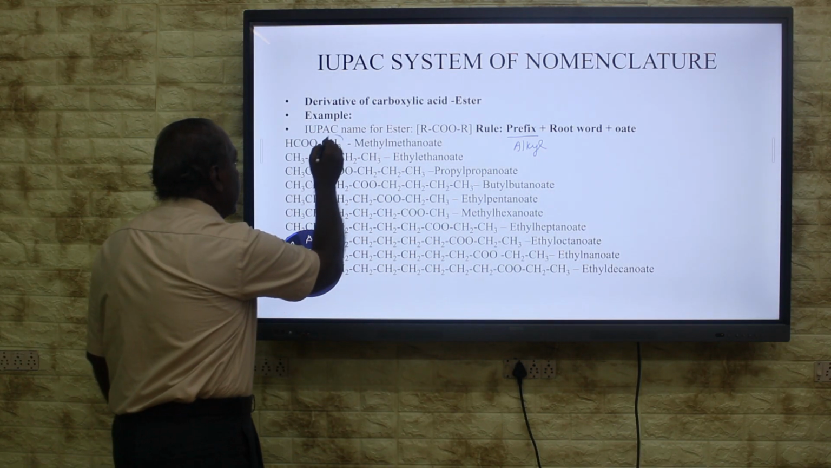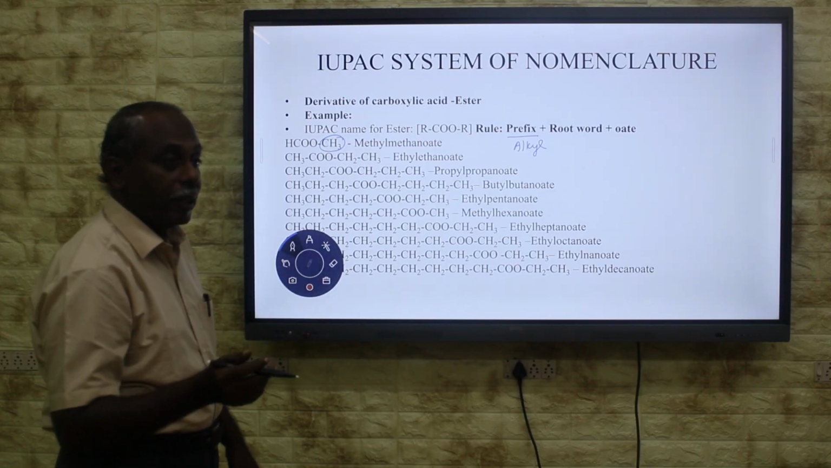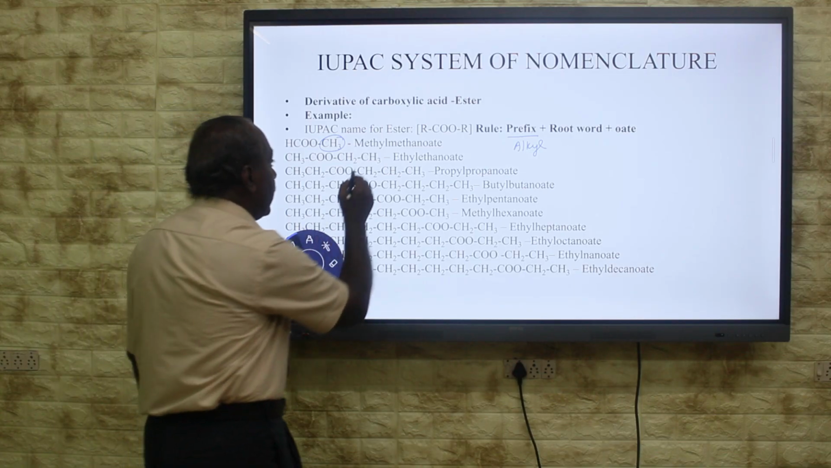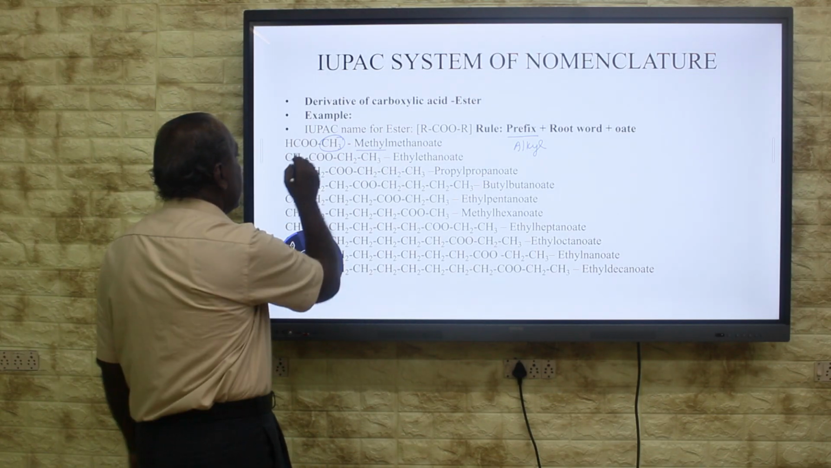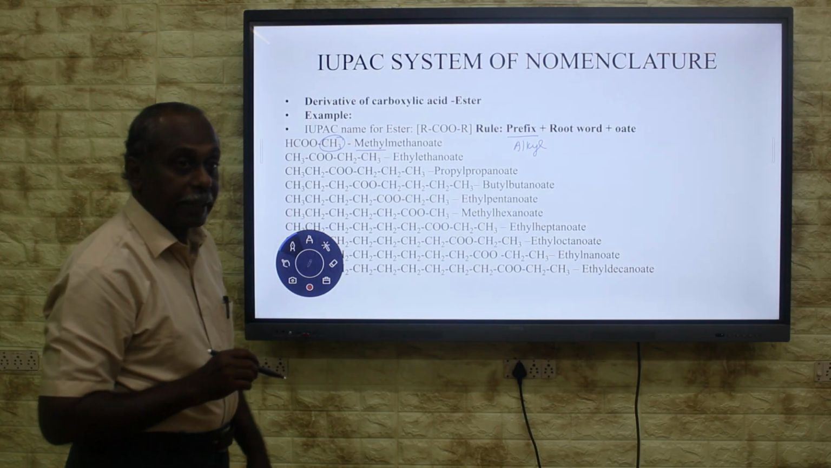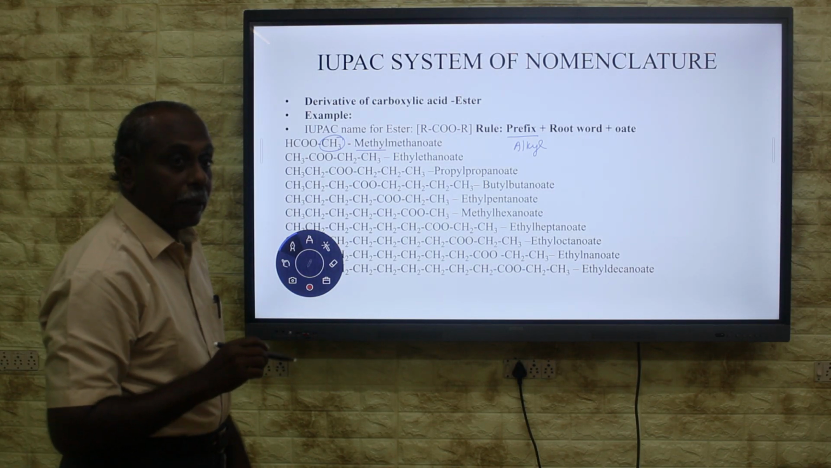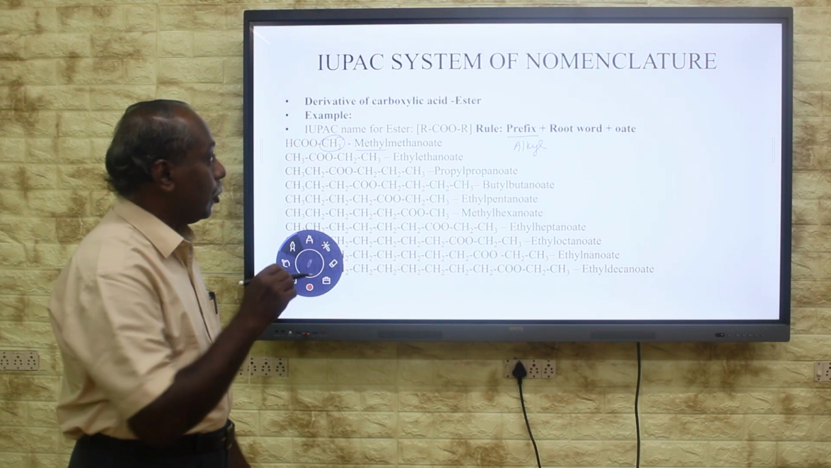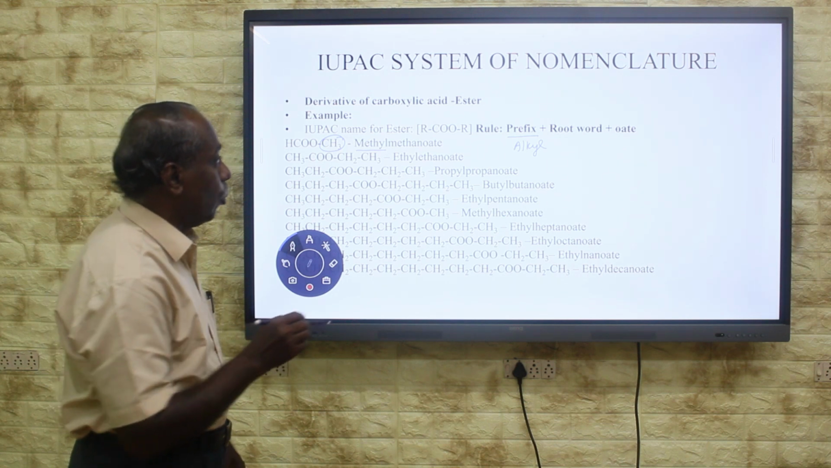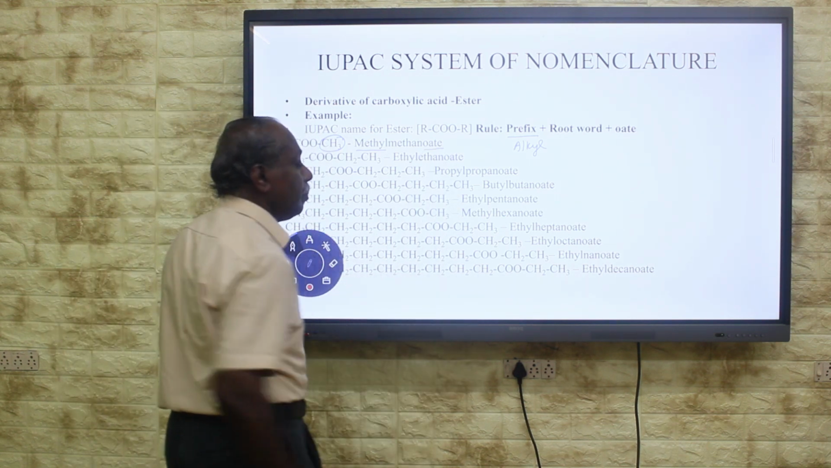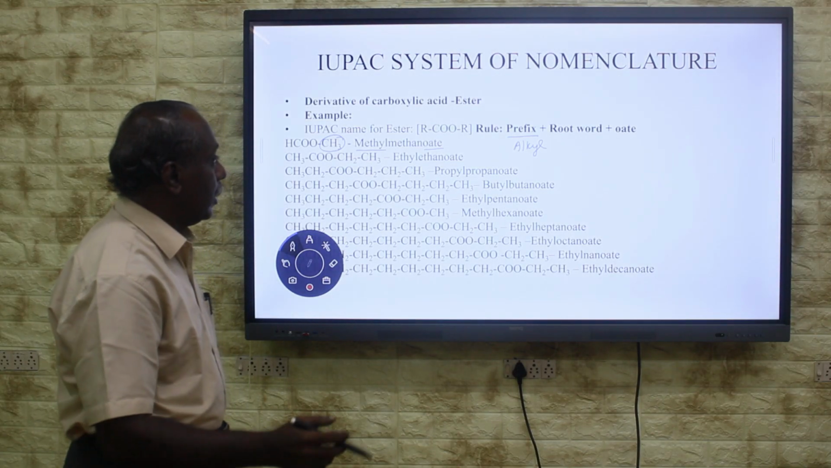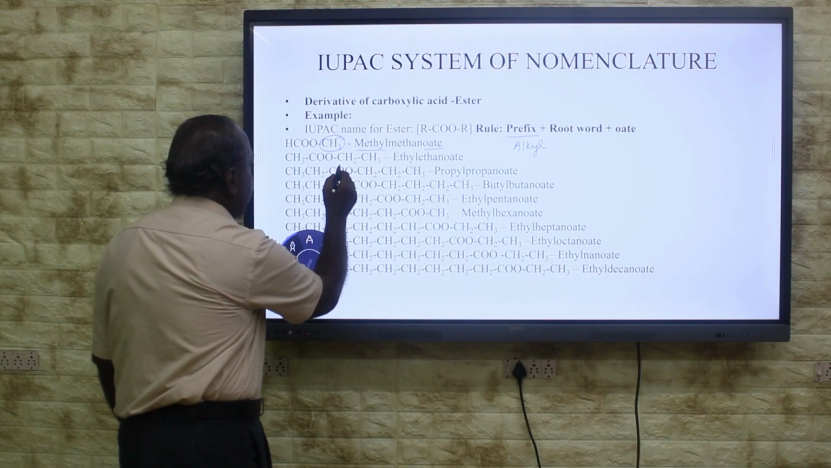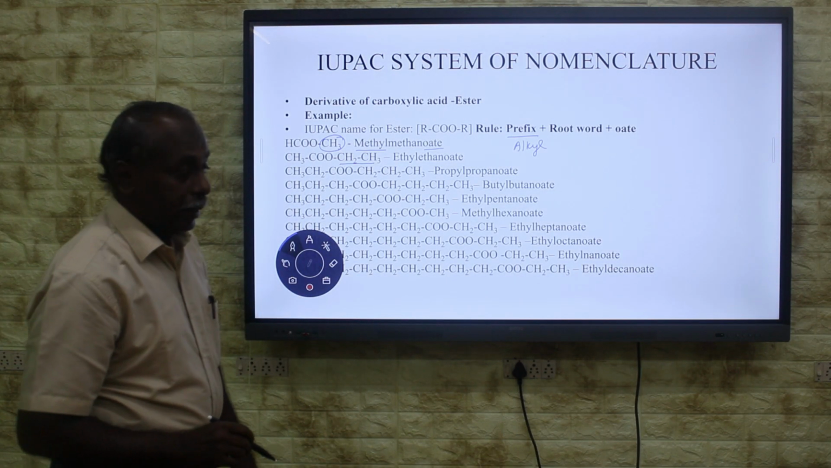Here it is a substituent. In the carboxylic acid, H is replaced by methyl. This methyl name should be given in the prefix. Then the name of this carboxylic acid is methanoic acid. OIC acid is removed. Root word plus, you are going to add OATE. Methanoate.